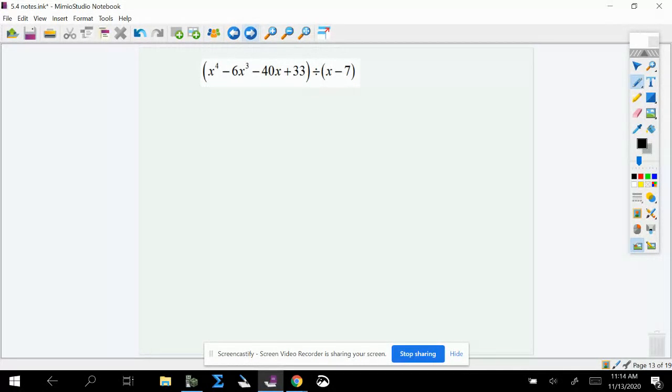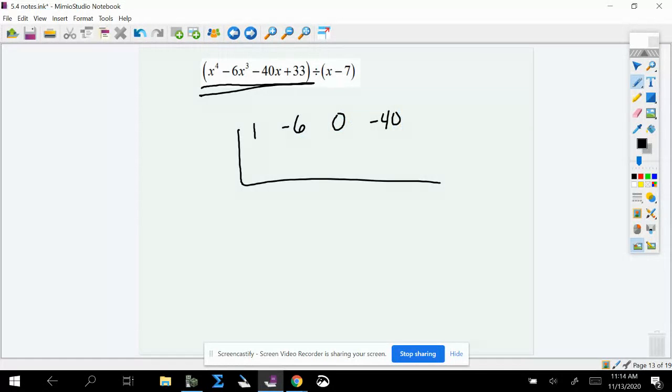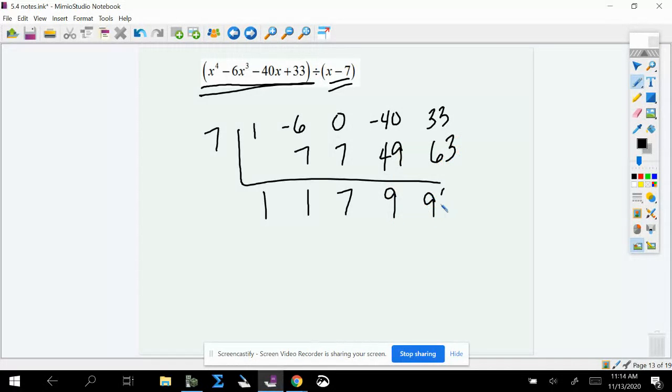So this one, I'm going to totally switch gears to the shortcut. This one has a placeholder that's needed, and I want to make sure I point those out to you. So we have 1x to the 4th, negative 6x to the 3rd, no x squareds, negative 40x's, and 33 constants. And we are dividing by 7 because that's what makes x minus 7 equal to 0. So we drop it down, multiply, add, multiply, add, multiply, add, multiply, add.